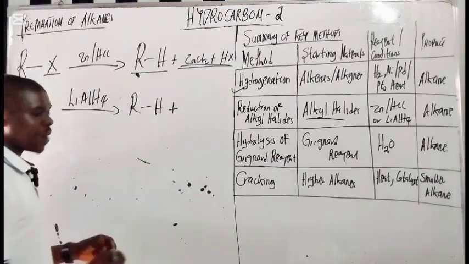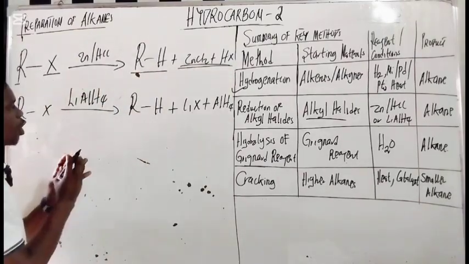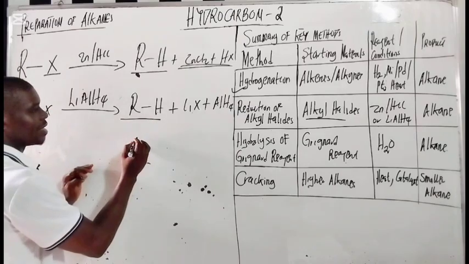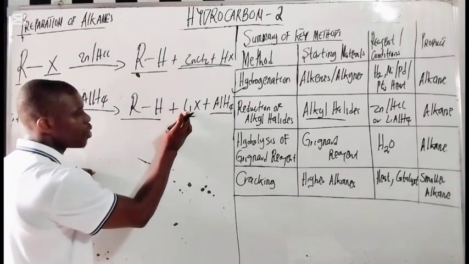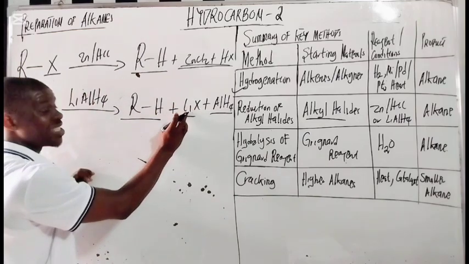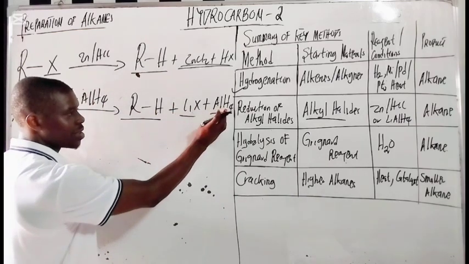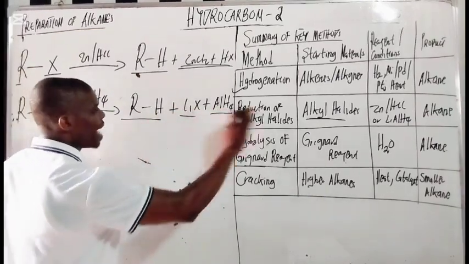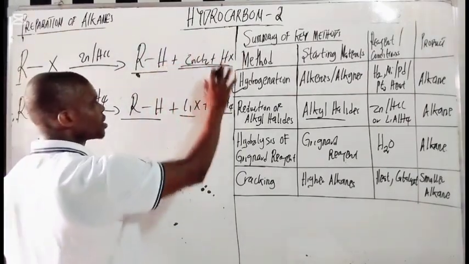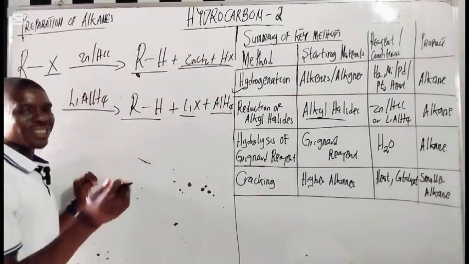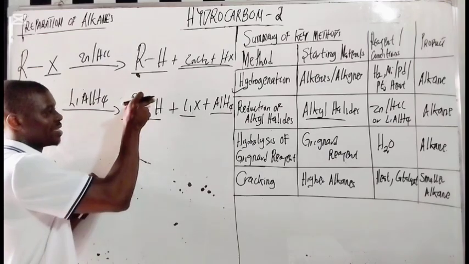The other ones are byproducts. Your main product is going to be the alkane. Then these two are your byproducts: lithium halide and aluminium hydride, right? The main product is this one here. So whether or not you put all these in your product, it does not matter. The main thing here is this.